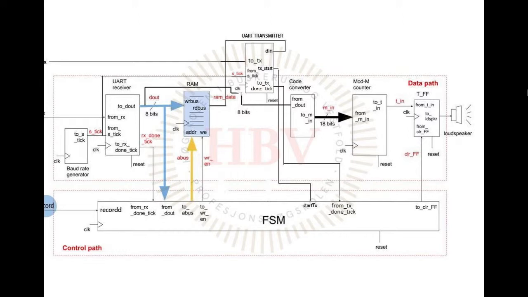We still need a UART receiver to receive information from the computer. The RAM is the same from stage 2 with a new output only. We also have this save code converter to convert the ASCII code, mod M counter and the toggle flip-flop.